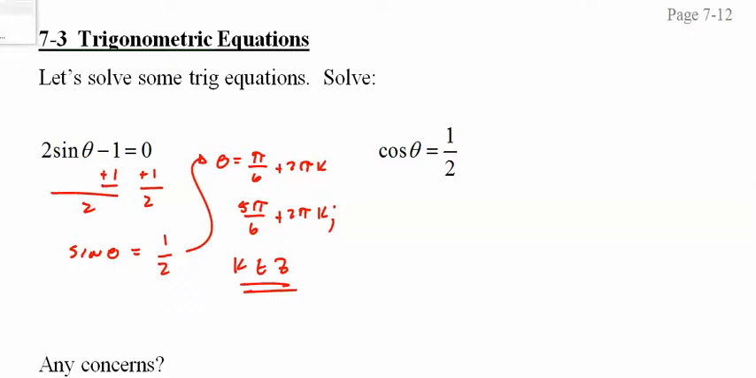So where does cosine of theta equal 1/2? I believe that's theta equals pi over 3 plus 2 pi k, and all the way down at the bottom, 5 pi over 3 plus 2 pi k. K is all integers.